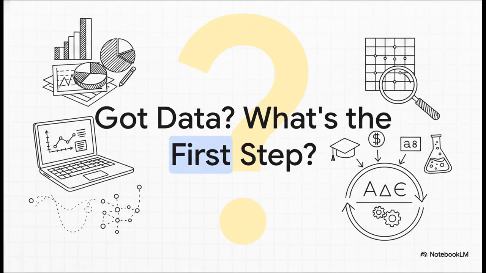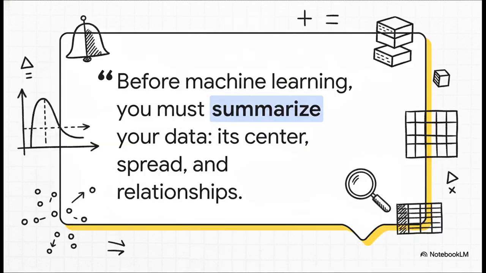Before you even think about building a fancy chart or training a complex model, what's the very first thing you should do? The answer to that really sets the stage for everything else. And there it is. You have to summarize your data. Seriously, this isn't just some boring preliminary check, it is the foundation of your entire analysis. You need to get a feel for the data's basic personality. Where's its center? How spread out is it? And how do the different pieces talk to each other? This step is absolutely non-negotiable, and luckily, NumPy gives us the perfect tools for the job.